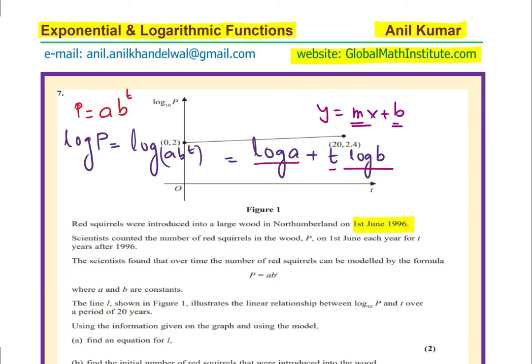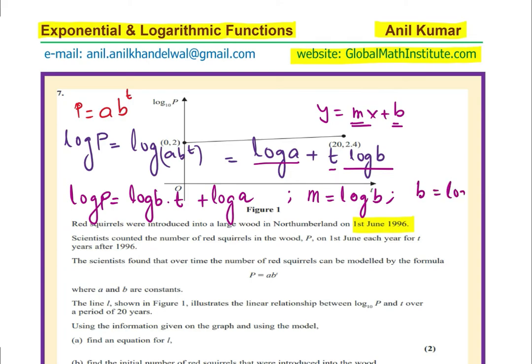You get the idea. And therefore, we can write down the equation of this line very easily in terms of the parameters we just figured out. So let me rearrange and write down log of p equals log b times t plus log of a. So that is the way to write down the equation, where the gradient m is log to the base 10 of b and the y-intercept is log of a.